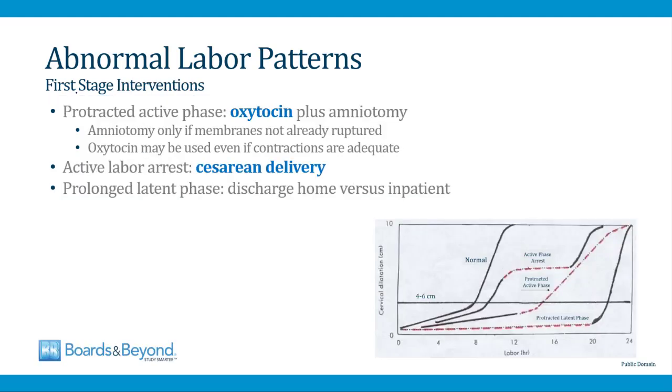Shown on this slide are some of the interventions that can be used when there are abnormal labor patterns of the first stage. So if there is a protracted active phase, which means the cervix is just taking a long time to become fully dilated, then infusion of oxytocin plus amniotomy can be done. We'll talk about amniotomy in a minute, but it's a manual rupturing of the membranes, and this can be done if the membranes have not already spontaneously ruptured. And then oxytocin infusion can be helpful for a protracted active phase even if contractions are adequate. Sometimes stimulating the uterus to contract more vigorously can cause the cervical dilation to improve.